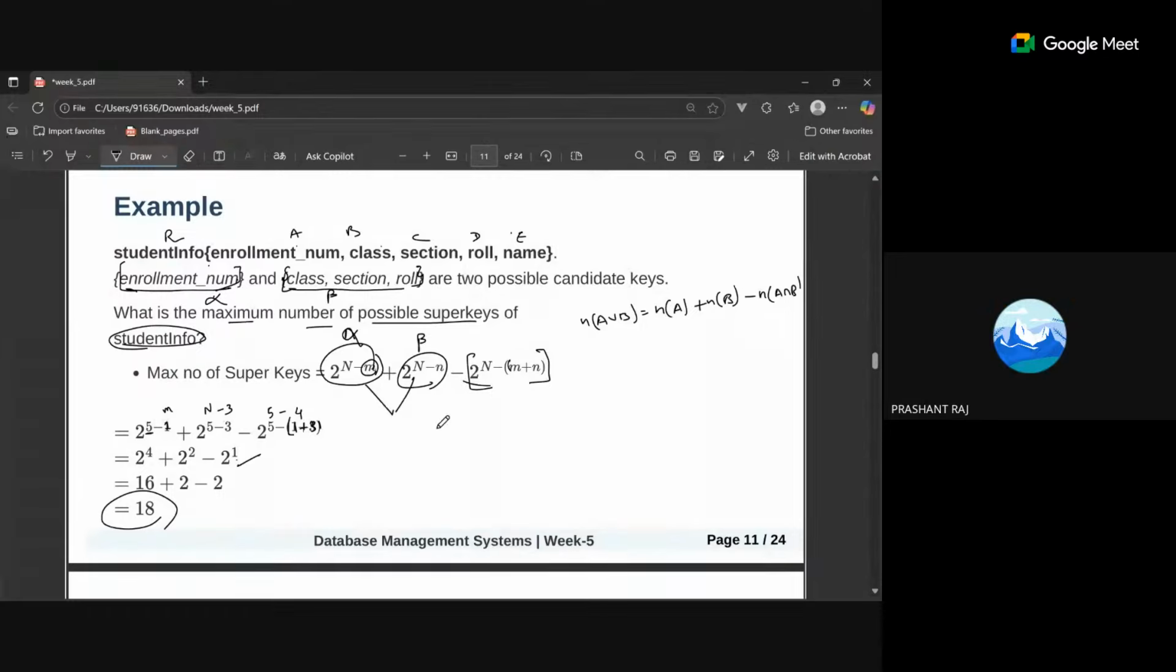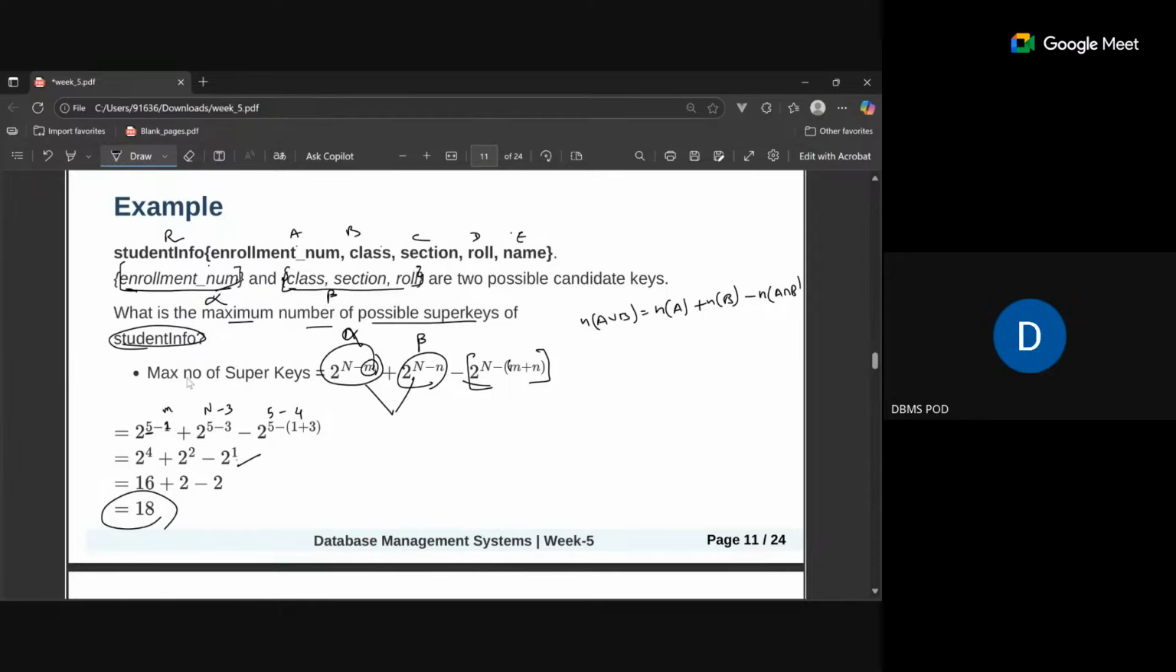Sir, I am not getting it. Can you repeat how this 3 and 4 came? Where? Here. What do you mean by the max number of super keys? Sir, can I? How do we calculate this one? The maximum number of super keys.